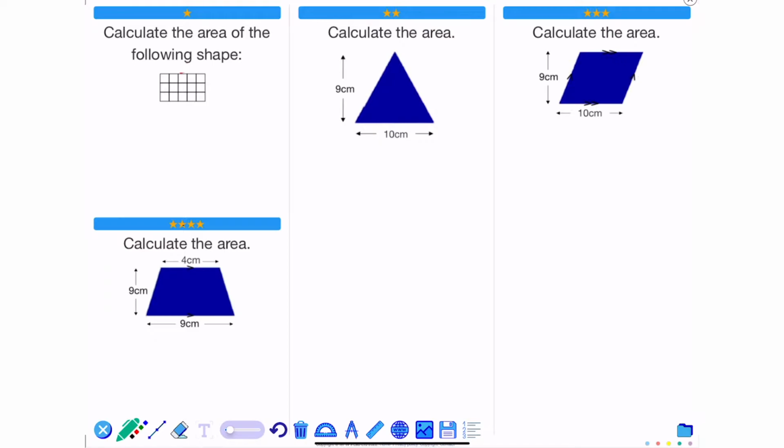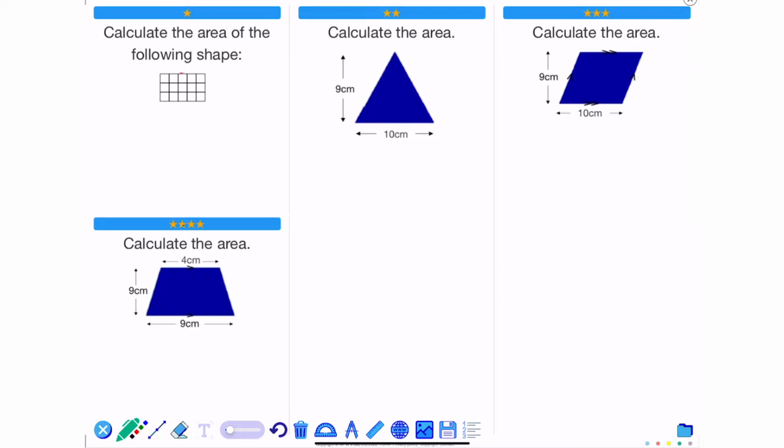In this video, we're going to be looking at how we can calculate the area of different 2D shapes. One of the most important things to do first of all is to identify the name of each shape. Identifying the name will then direct us into which formula we're going to use to calculate its area later on.